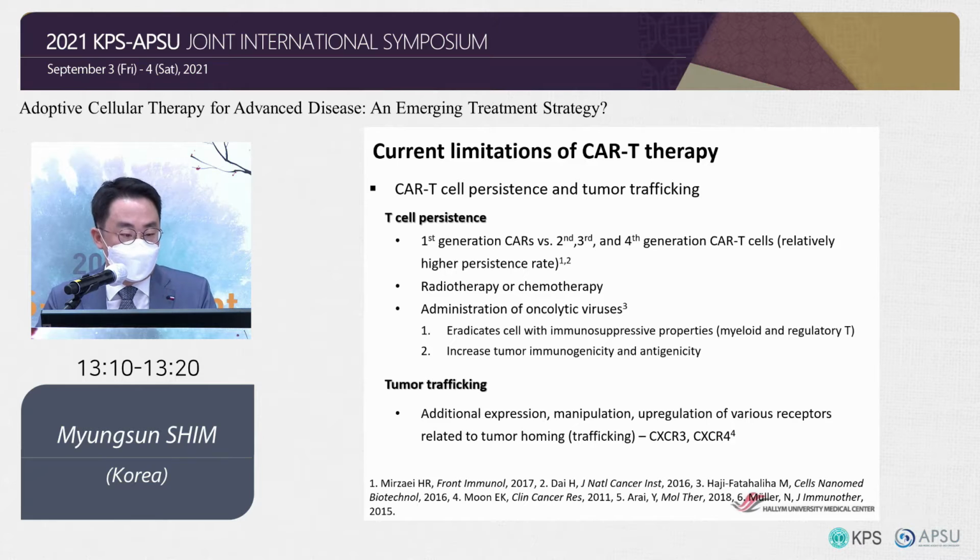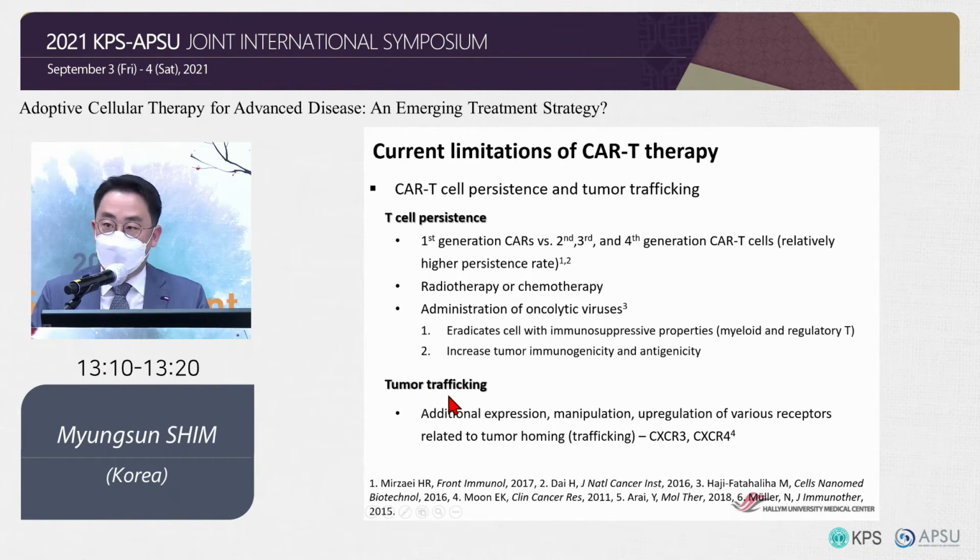Although I've shown you some promising aspects of CAR T cell therapy on prostate cancer, there are still lots of limitations on this therapy. T cell persistence, as I mentioned earlier, is always the most important problem. The researchers have developed next generation CAR T cells, as I mentioned before, and they also performed RT or chemotherapy before T cell infusion, or administration of oncolytic viruses. But at present, none of them has yet shown satisfactory results.